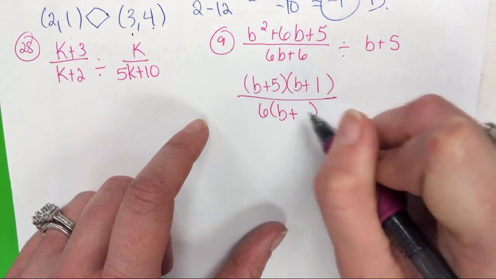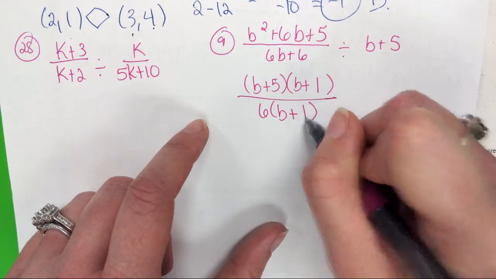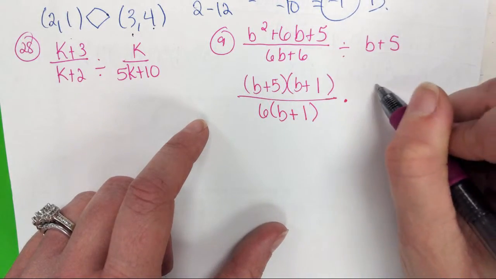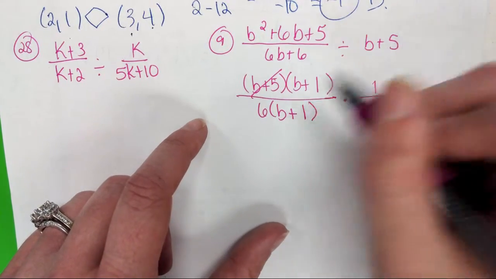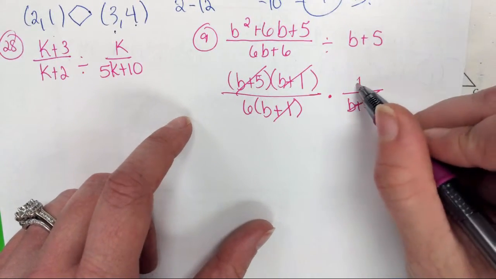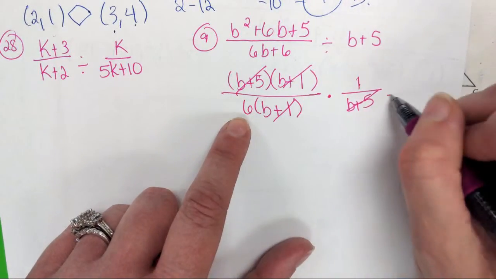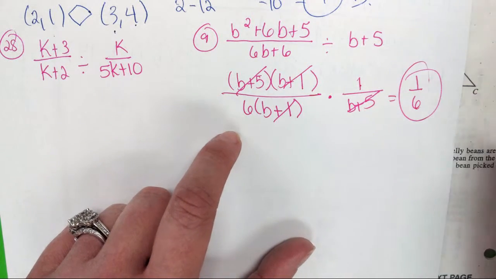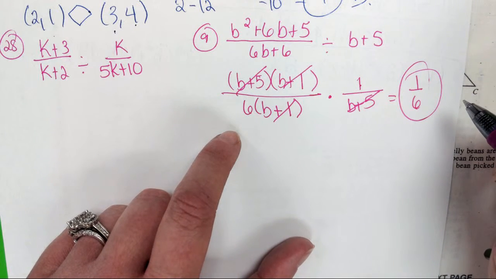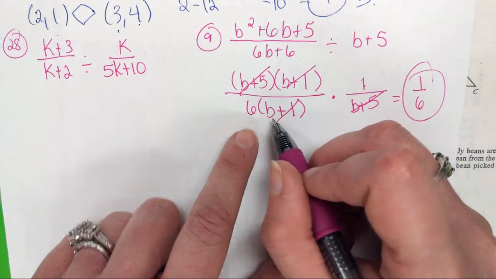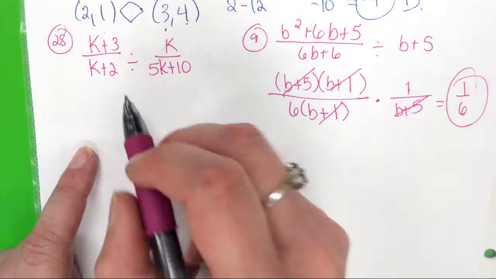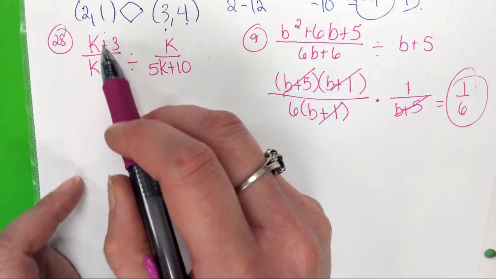And then B plus 1. Alright, then y'all are doing keep, change, flip. There you go. So the 5s cancel out, and the 1s cancel out. And this is 1 over 6. A lot of you put 6 as your answer. It's 1 over 6. You did a greatest common factor here? Okay. Alright, 28.